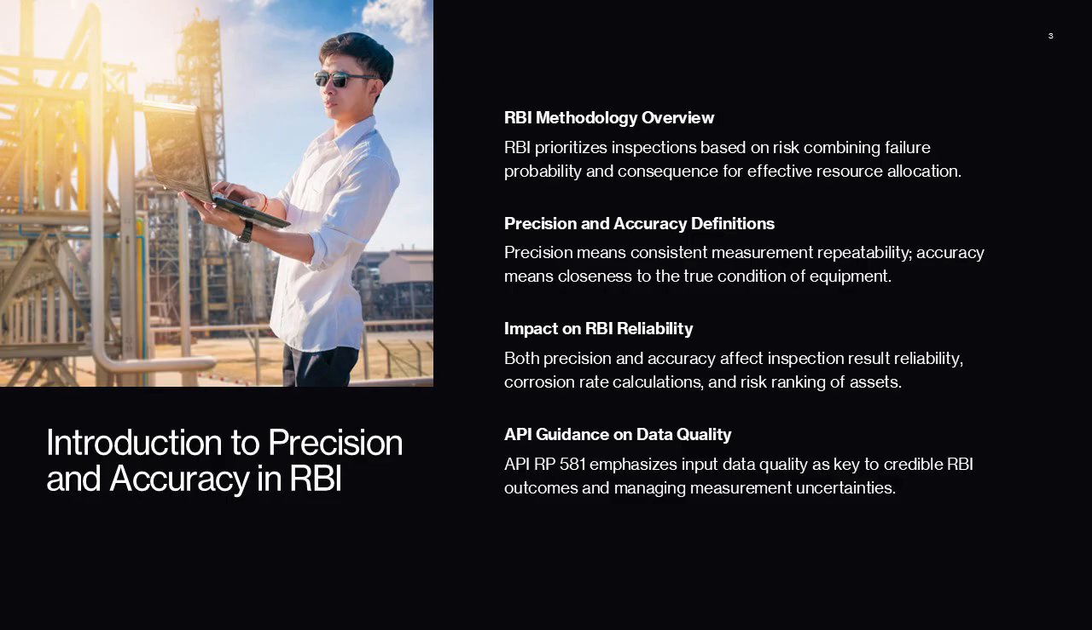An RBI program that produces highly precise but inaccurate data may consistently lead engineers to the wrong conclusions, whereas accurate but imprecise data can introduce high uncertainty and variability in risk estimates. This introductory slide establishes why understanding and managing both precision and accuracy is essential for sound engineering judgment, regulatory compliance, and safe, cost-effective inspection planning. It also sets the foundation for discussing how API guidance addresses data uncertainty and how inspection engineers should interpret and manage measurement quality within RBI studies.